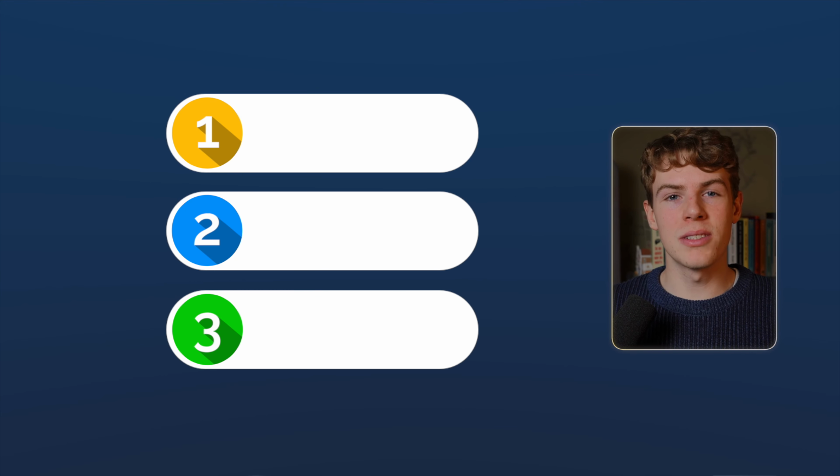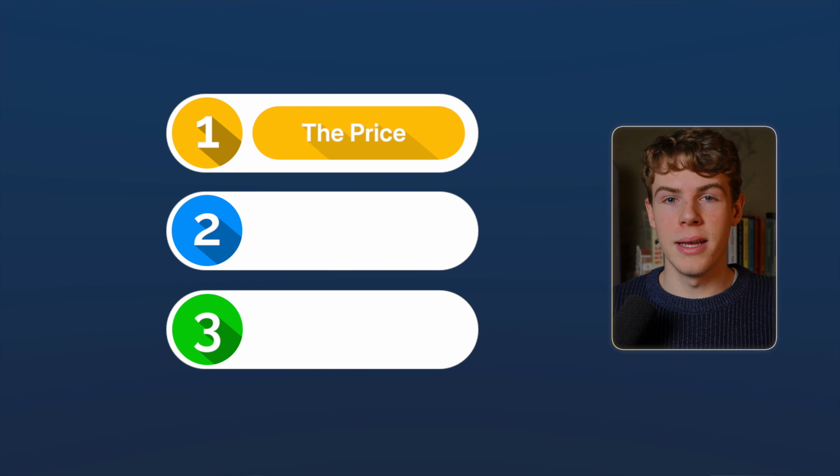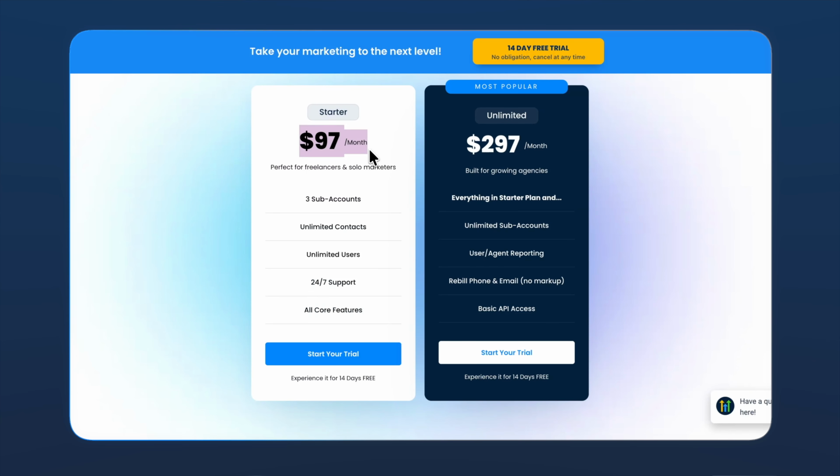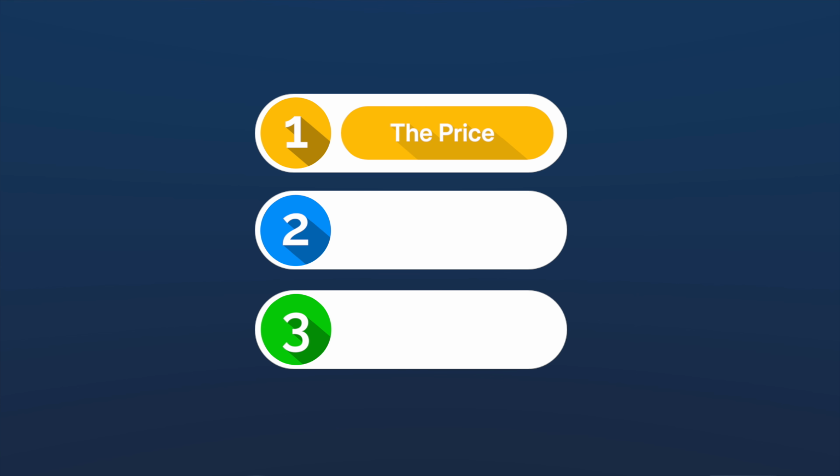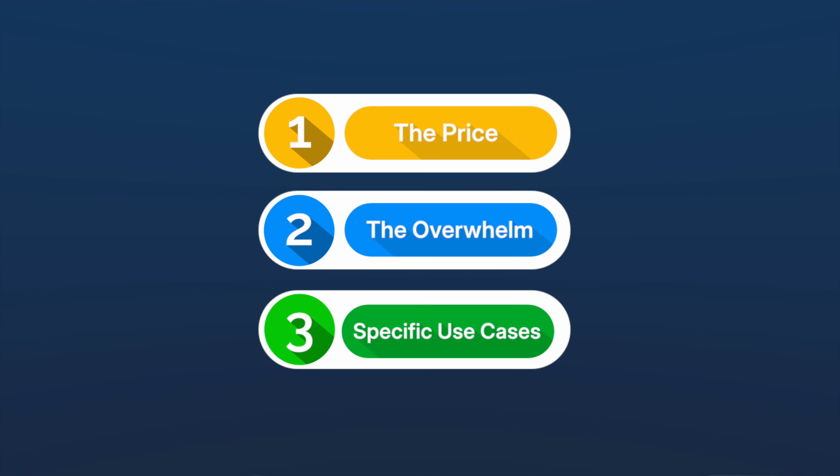There are 3 reasons people start looking for alternatives. First, the price. It starts at $97 a month and quickly climbs to $297 or more, which is hard to justify if you're only using 2 or 3 features. Second, the overwhelm. It's one of the most complex platforms in the market, and the learning curve is steep. And third, specific use cases.